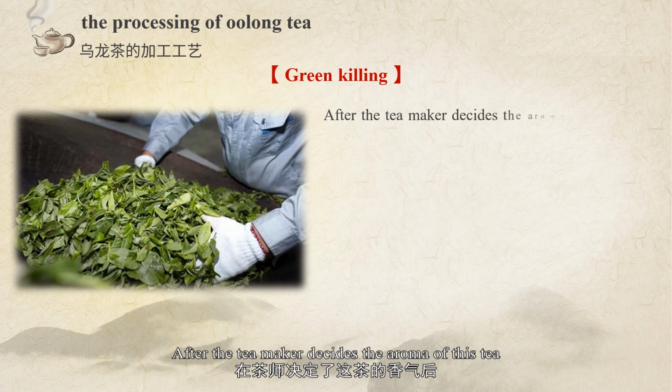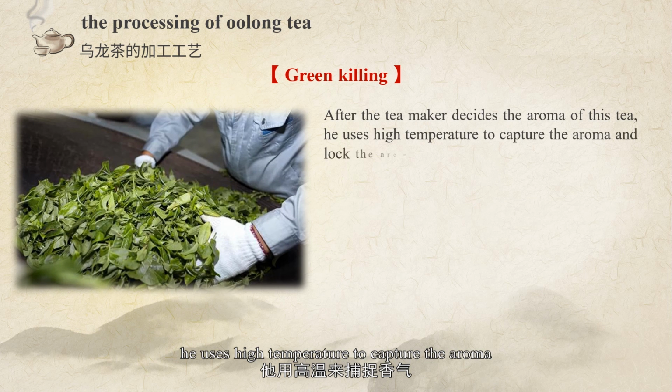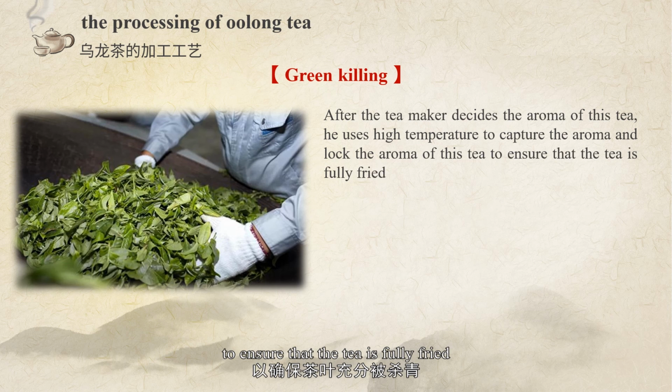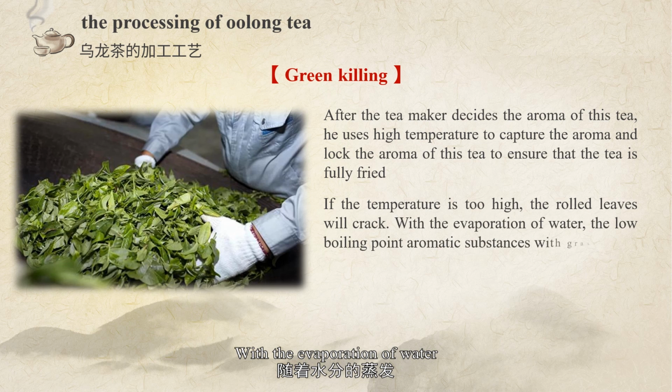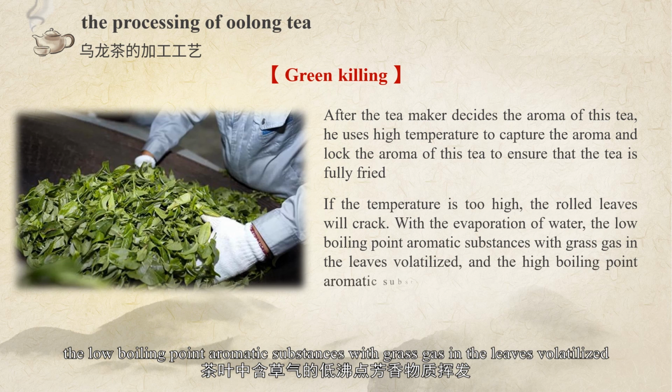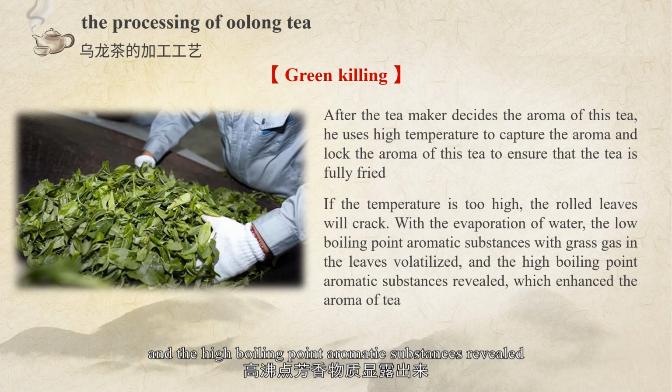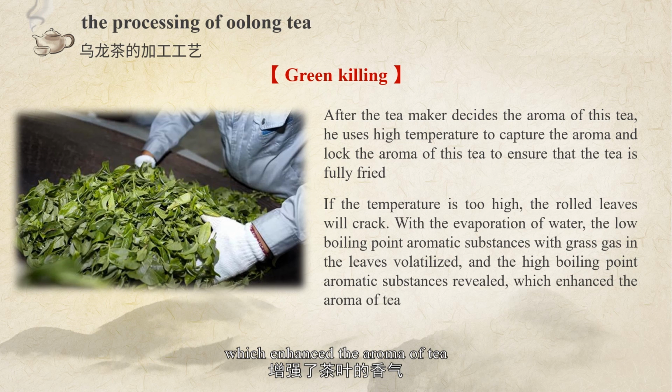After the tea maker decides the aroma of this tea, he uses high temperature to capture and lock the aroma, ensuring that the tea is fully fried. There can be no unevenness, which would leave a very serious grass flavor. If the temperature is too high, the raw leaves will crack. With the evaporation of water, the low boiling point aromatic substances with the grass gas in the leaves volatilize, and the high boiling point aromatic substances are revealed, which enhance the aroma of the tea.